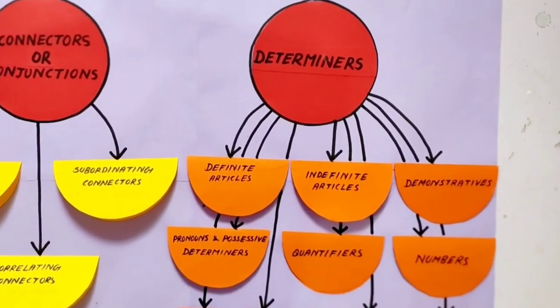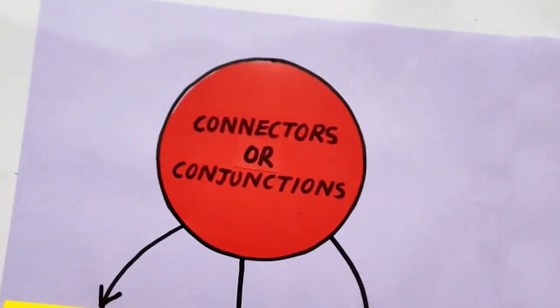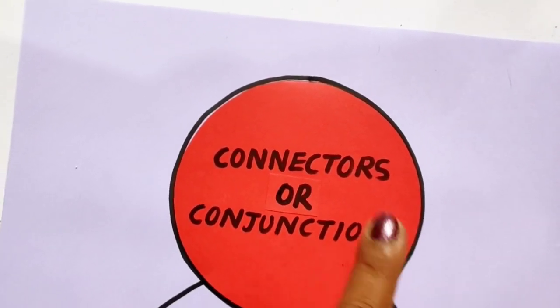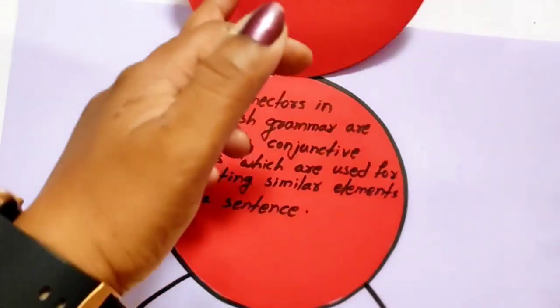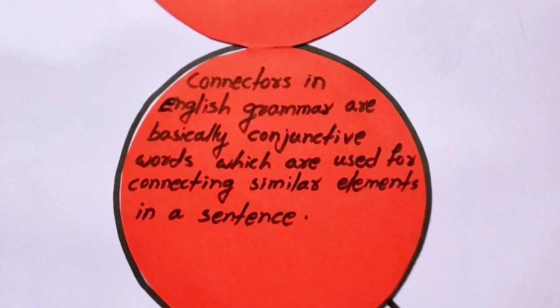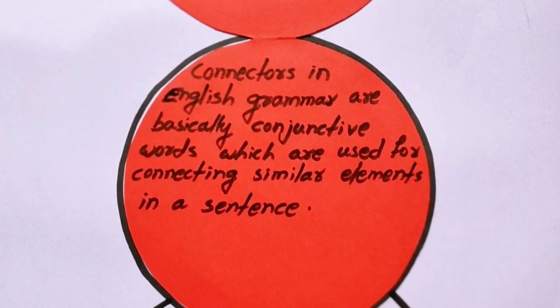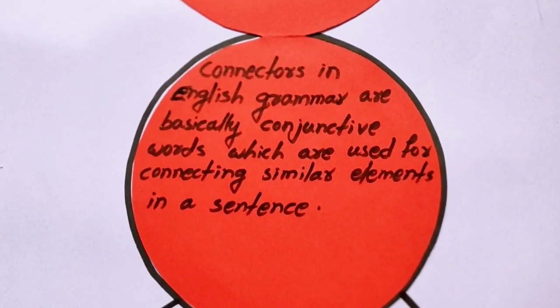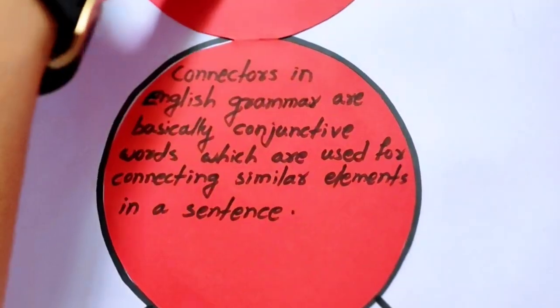Now this project is ready to explain. First, let us understand what are connectors or conjunctions. Connectors in English grammar are basically conjunctive words which are used for connecting similar elements in a sentence.